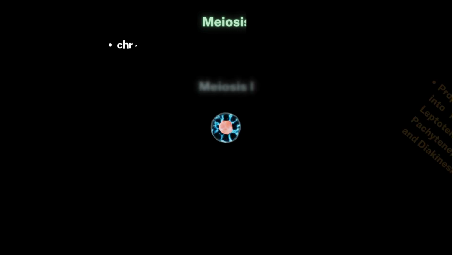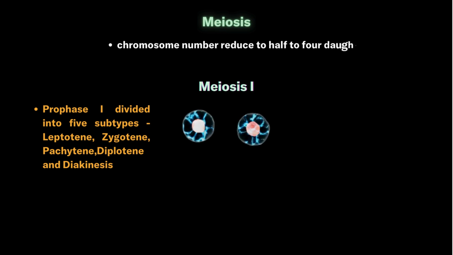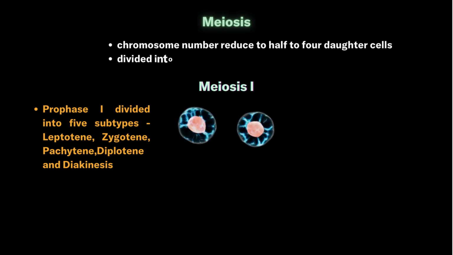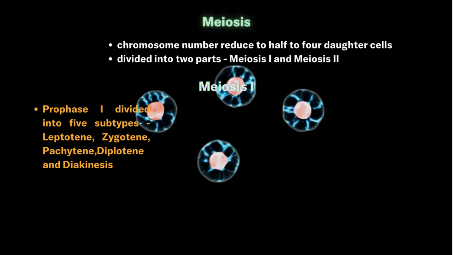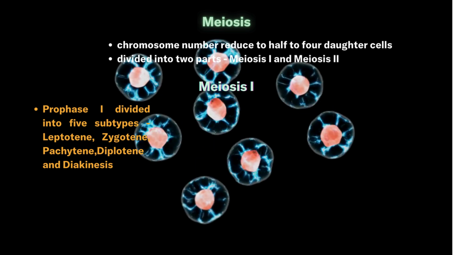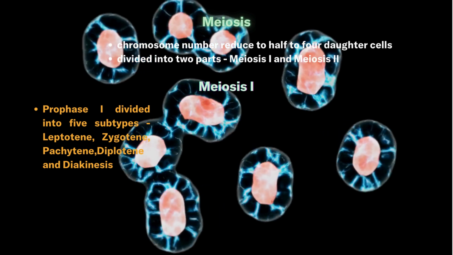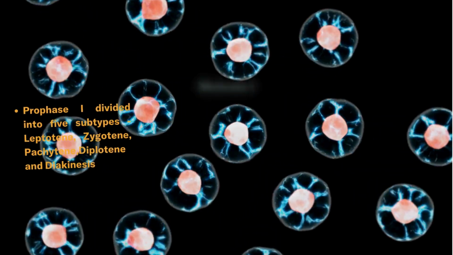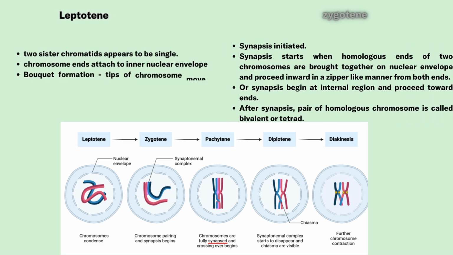In meiosis cell division, the chromosome number is reduced to half, producing 4 daughter cells. It is divided into two parts, meiosis I and meiosis II. In meiosis I, prophase I is divided into 5 subtypes: leptotene, zygotene, pachytene, diplotene, and diakinesis. First, let's see leptotene. Two sister chromatids appear to be a single chromosome, with ends attached to the inner nuclear envelope.